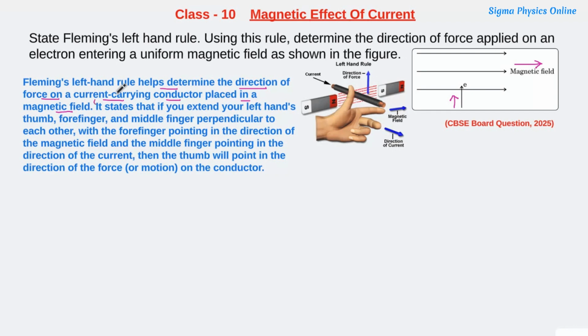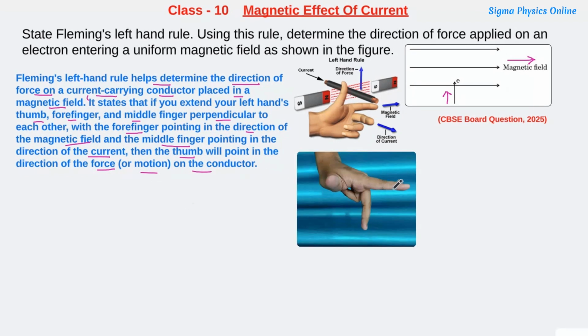So Fleming's left hand rule states that if you extend your left hand's thumb, forefinger and middle finger perpendicular to each other, with the forefinger pointing in the direction of the magnetic field, the middle finger pointing in the direction of the current, then the thumb will point in the direction of the force or motion on the conductor. So if you stretch the three fingers, that is the forefinger, the middle finger and the thumb of your left hand in three mutually perpendicular directions, then if the forefinger represents the direction of the magnetic field and the middle finger represents the direction of current, then the direction in which the thumb will point will represent the force acting on the conductor.